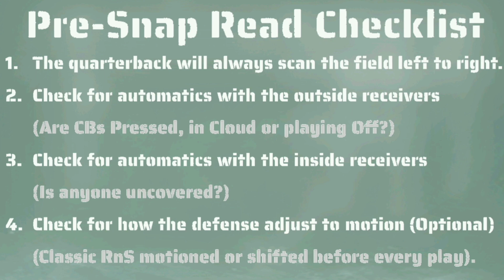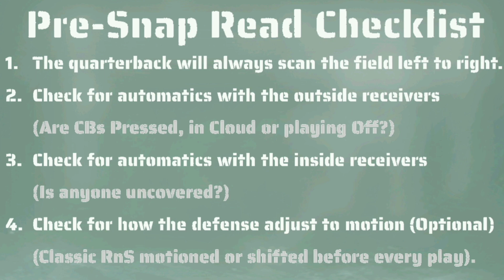Are the CBs pressed? Are they in cloud? Or are they playing off? An example automatic might be to put a wide receiver on a fade versus press or a hitch versus off coverage. Check for any automatics with the inside receivers. Is anyone uncovered? Check for how the defense adjusts to motion.